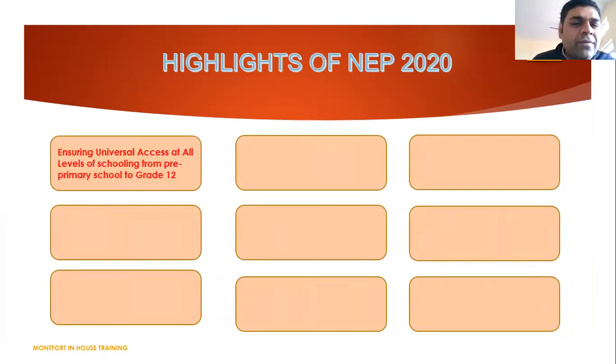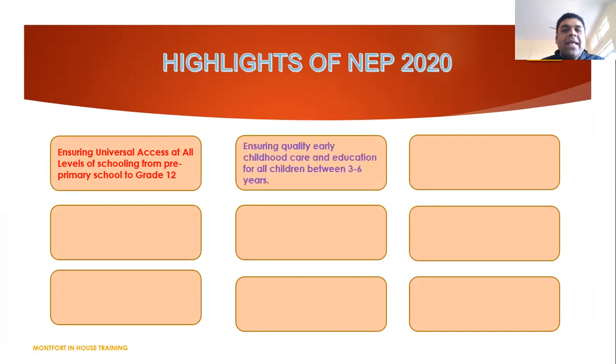First is ensuring universal access at all levels of schooling from pre-primary school to grade 12. Yes, now the government is in the mood to enhance the level of education, to give a new gear, to gear up the new education. Earlier it was just a minimum level of learning. Now they are giving a good quality of education, so that only then can they compete with other countries, or the rest of the world. Next is ensuring quality early childhood care and education for all children between 3 and 6 years.